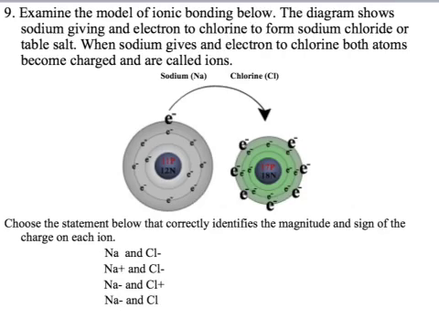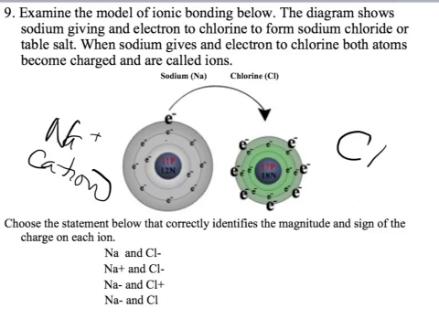Well, it gave one up, so now the positives are greater, so we'd call it Na+. This is a cation. Chlorine gained an electron, so it's Cl-. This is an anion. Okay, so which one has that exactly the way I wrote it? The only correct answer is B, Na+ and Cl-.